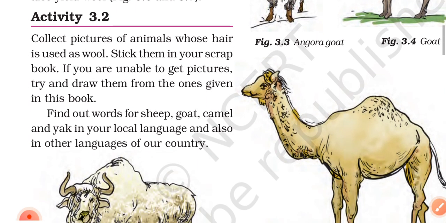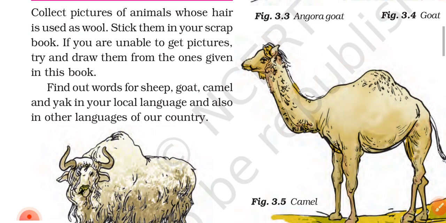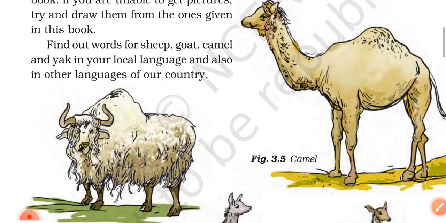Activity 3.2: Collect pictures of animals whose hair is used as wool. Stick them in your scrapbook. If you are unable to get pictures, try and draw them from the ones given in this book. Find out words for sheep, goat, camel, and yak in your local language and also in other languages of our country.